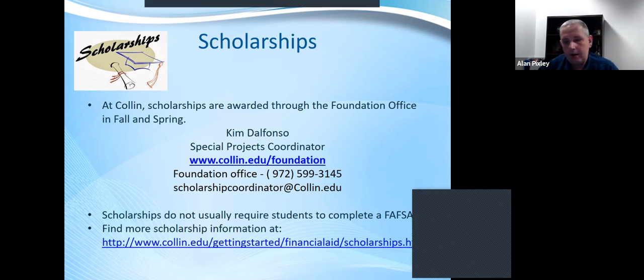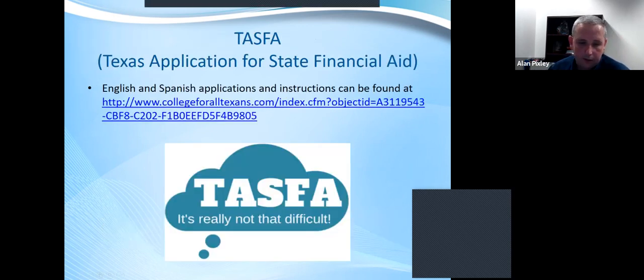The last thing that we'll talk about is something called the Texas Application for State Financial Aid. This is not a separate application that the general population needs to do, but if you are a student who was brought to the United States and didn't come as a resident, there may still be opportunities to help you.